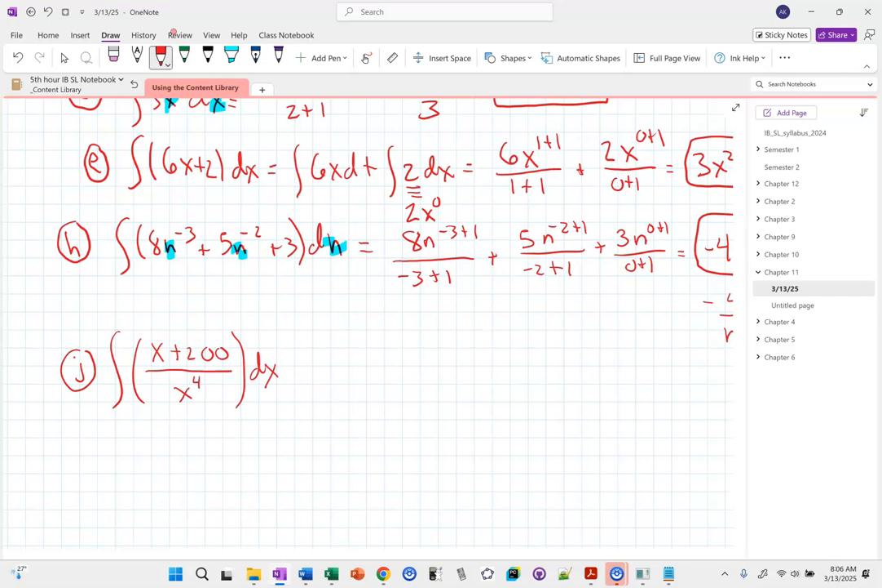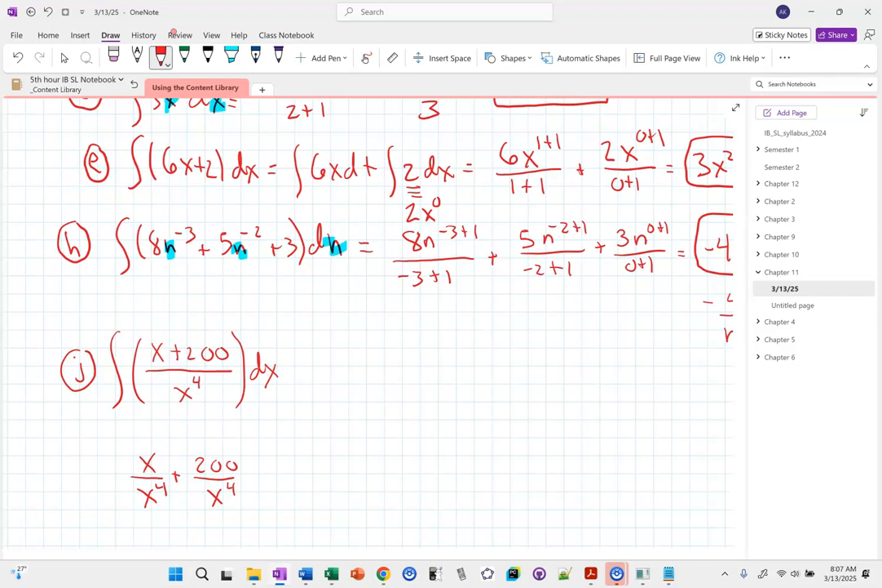Can I integrate this the way this is currently written? No, because it's not of the form ax to the n. This is like a rational function rather than a power function. What do I need to do to get it to a place where I can integrate it? I'm going to write it as two separate fractions with the common denominator of x to the fourth.